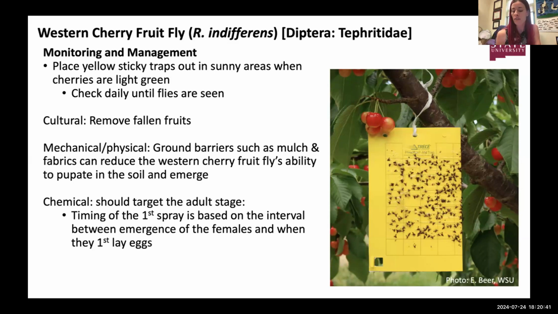For these flies, other things you can use that are not chemical based are cultural. You can remove fallen fruits, and also use ground barriers such as mulch and fabrics to reduce the fly's ability to pupate and come out of the soil, right? Make their life a little harder to come out.